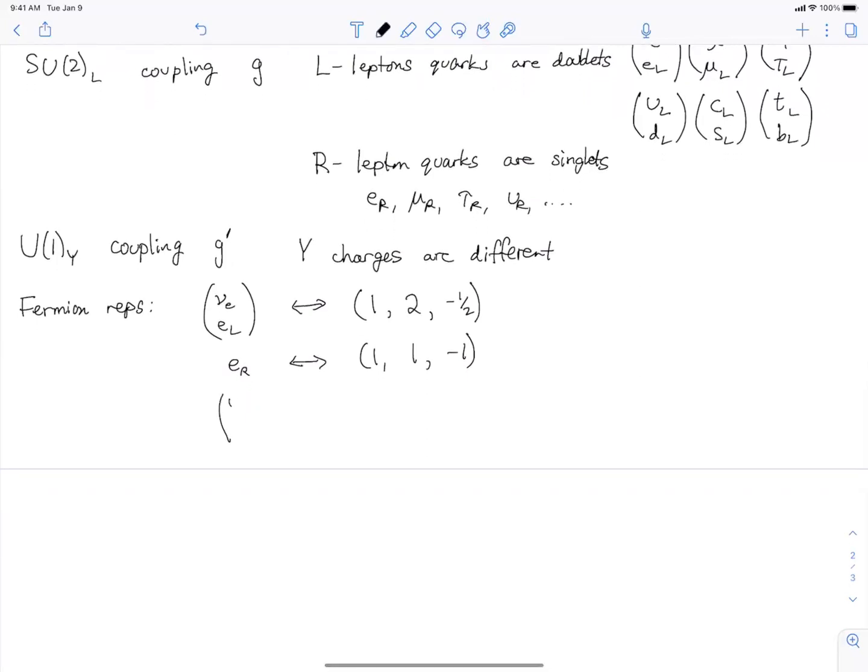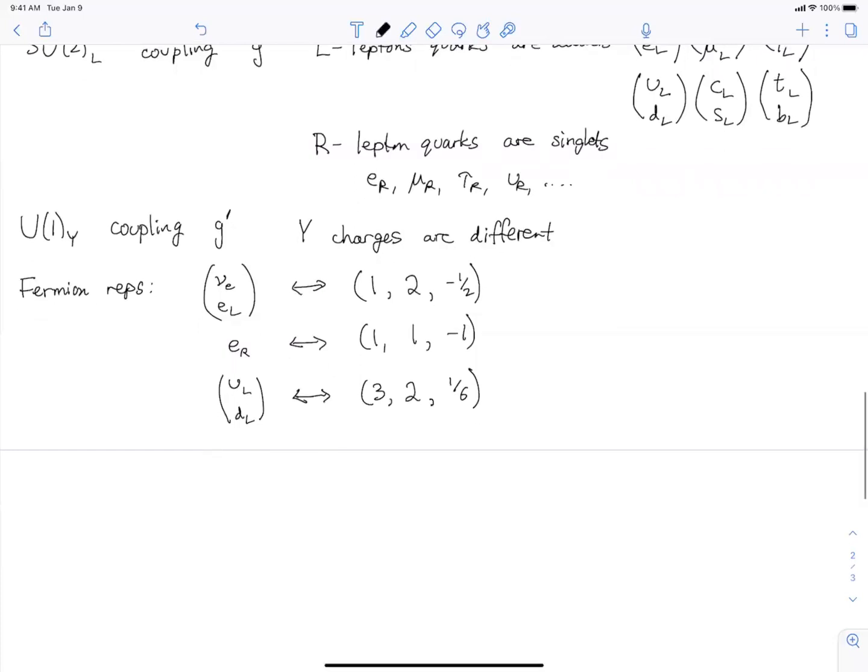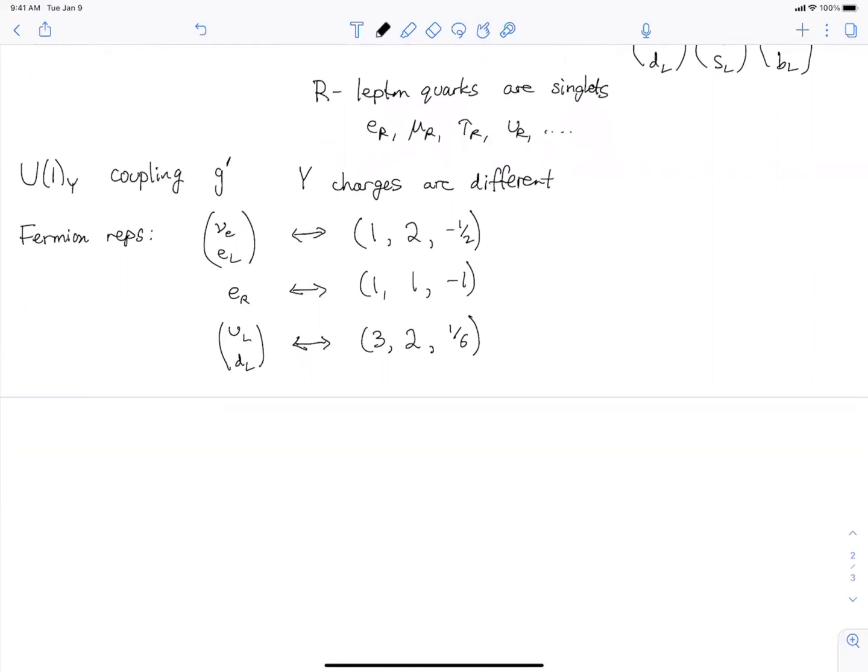For up left and down left, they're in a doublet, so I have to keep them together. They're a triplet of color, a doublet under weak isospin, and their weak hypercharge happens to be 1/6. That's just an experimental value. Then there's u right, which is a triplet under color, a singlet under weak isospin, and has weak hypercharge 2/3. And for down right, it's the same, except that the weak hypercharge is minus 1/3.